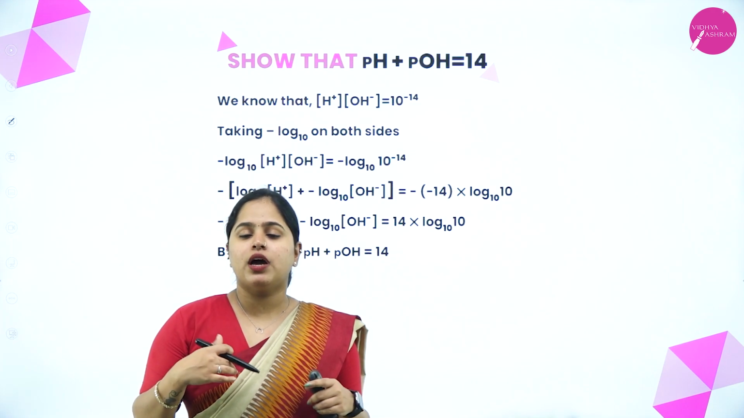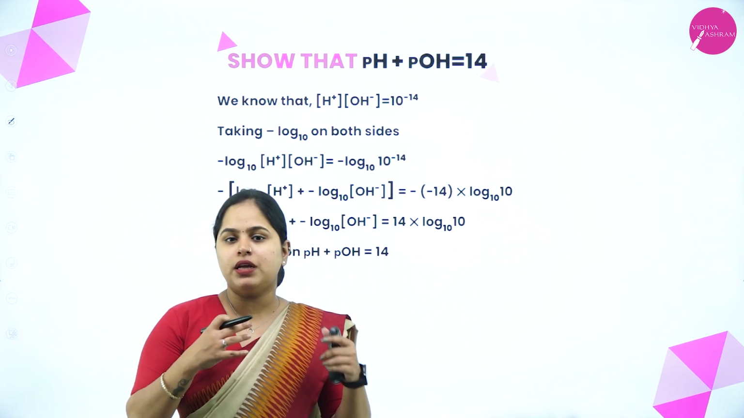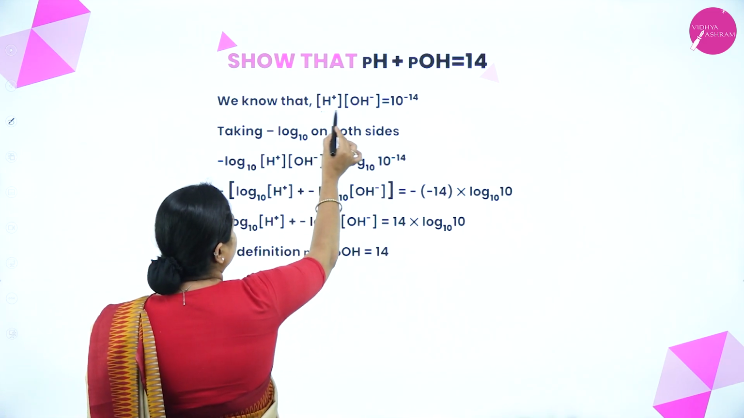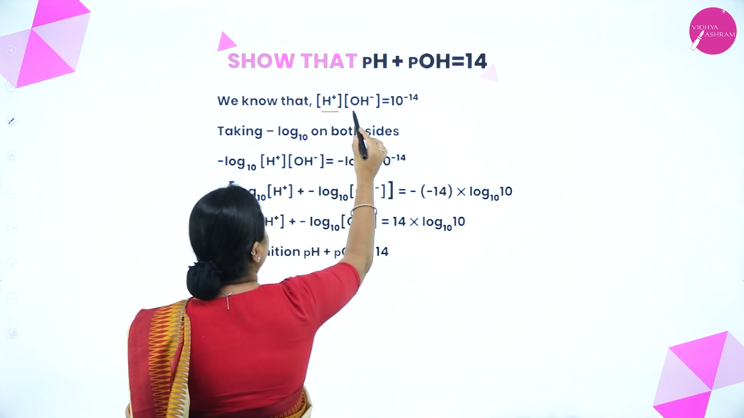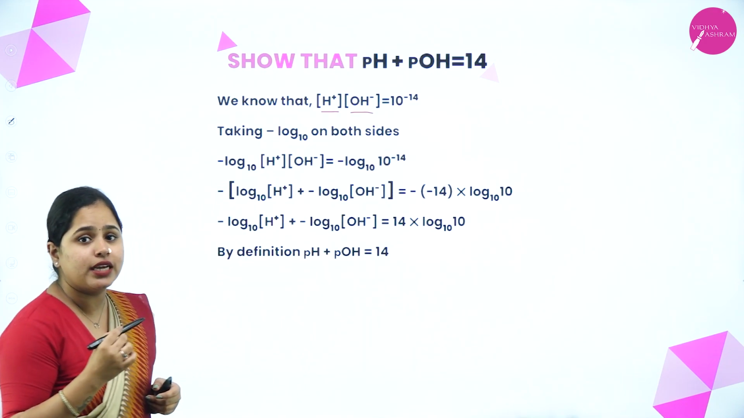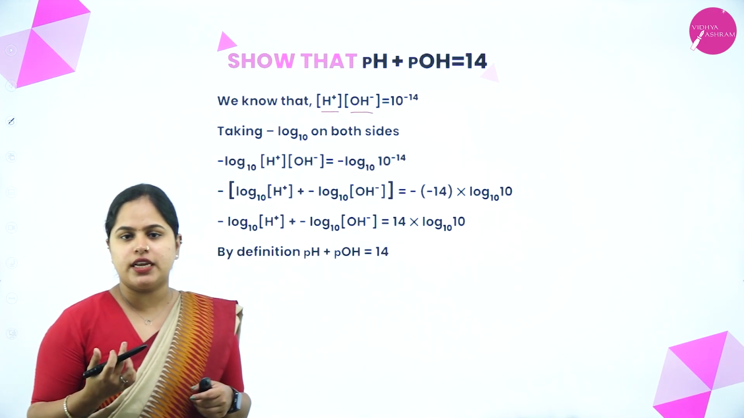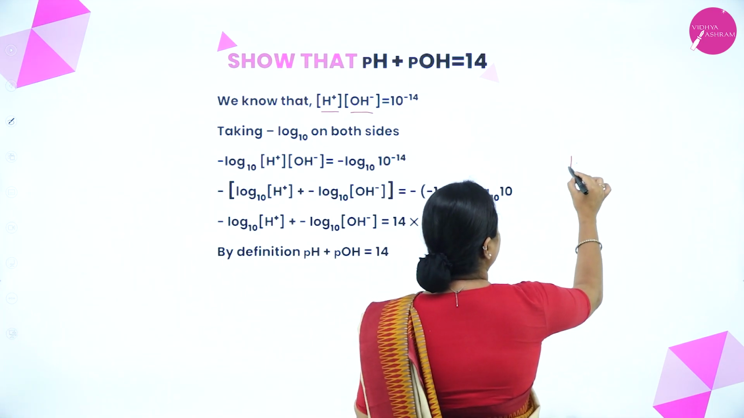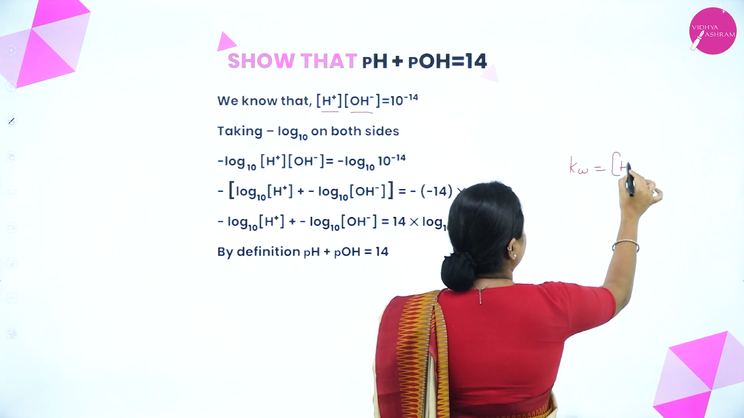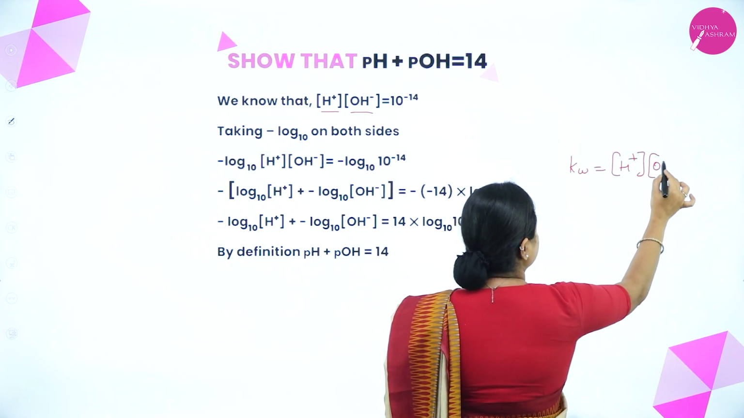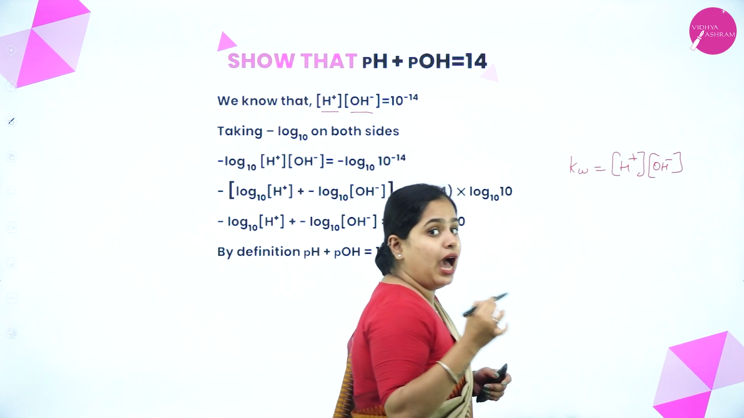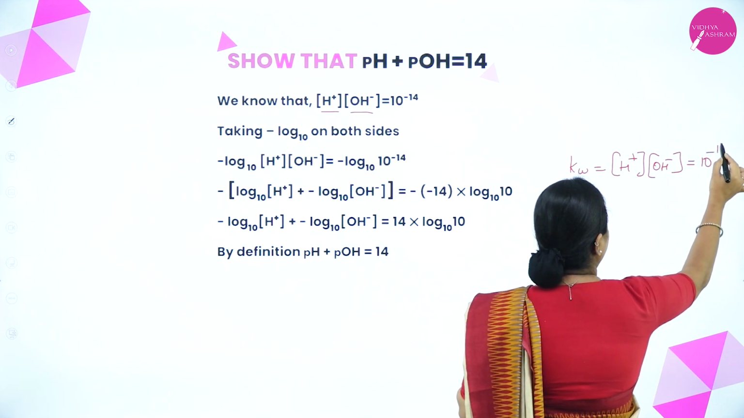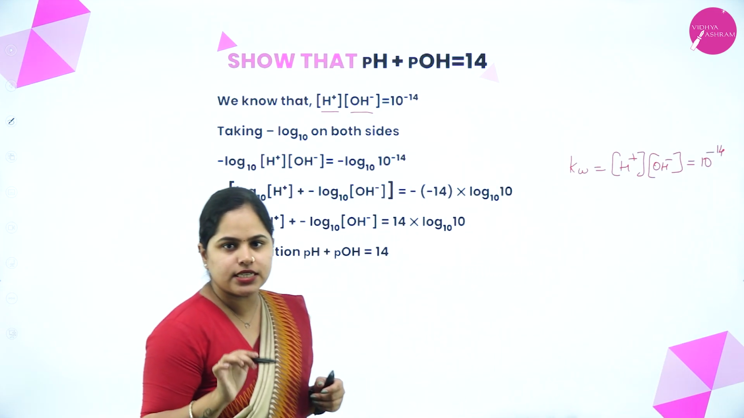So we are going to derive this equation from an equation we already know. We already know that molar concentration of H plus into molar concentration of OH minus is equal to 10 to the power minus 14. We have studied this ionization product of water, right? That is Kw is equal to molar concentration of H plus into molar concentration of OH minus, and at 298 Kelvin, the value of this is equal to 10 to the power minus 14, right? We have already studied this.